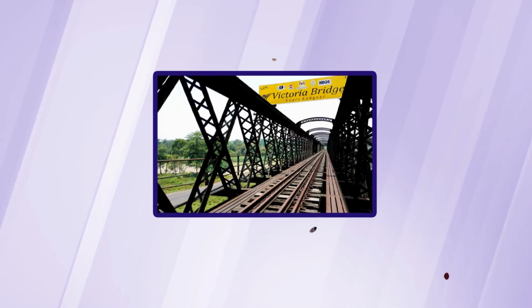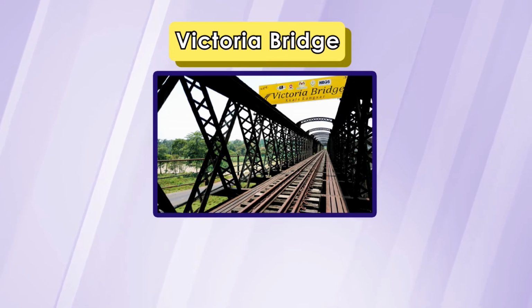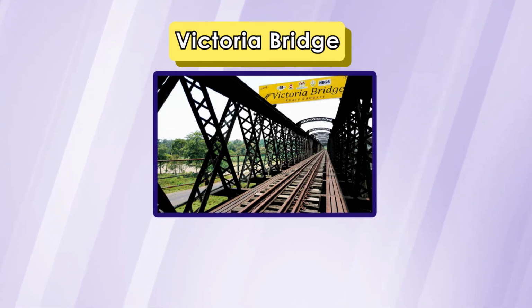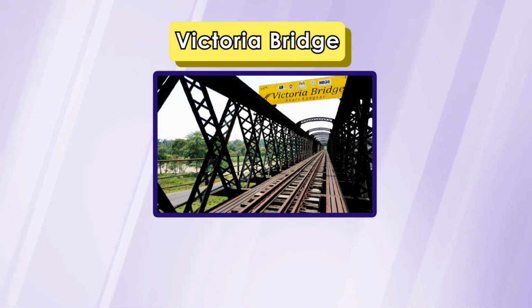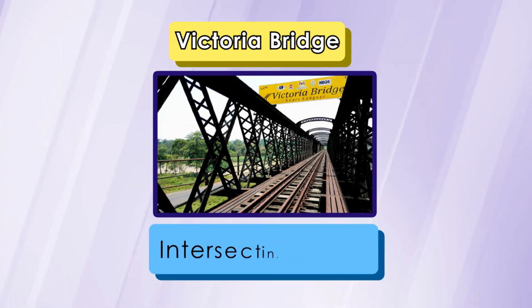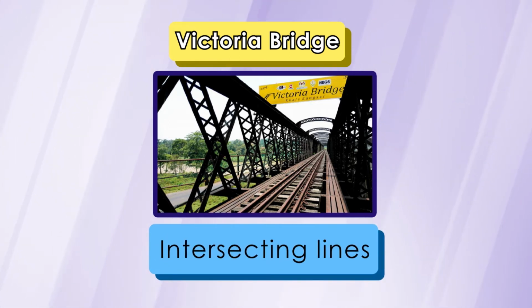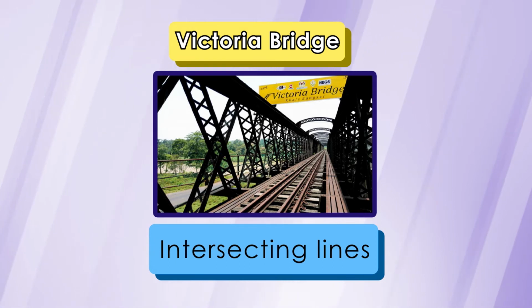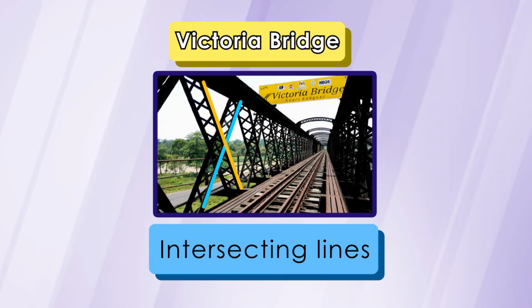One of the historical attractions in Kuala Kangsar is the Victoria Bridge. Let's take a look at this picture. Can you relate our topic for today to the architectural design of the bridge? Yes, the intersecting lines. Can you point to the intersecting lines? Good! The iron lattice girders form crossing lines. The crossing lines are called intersecting lines.